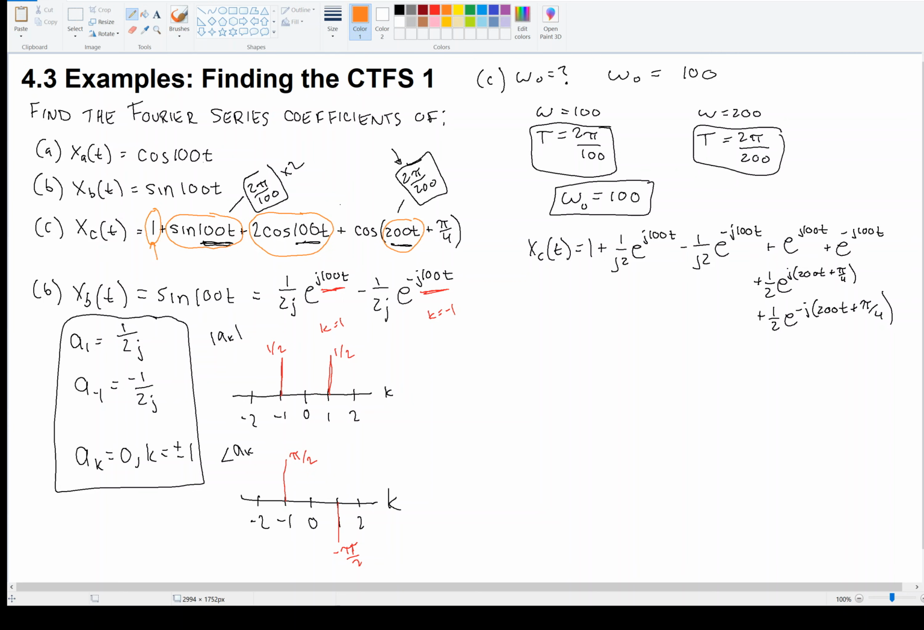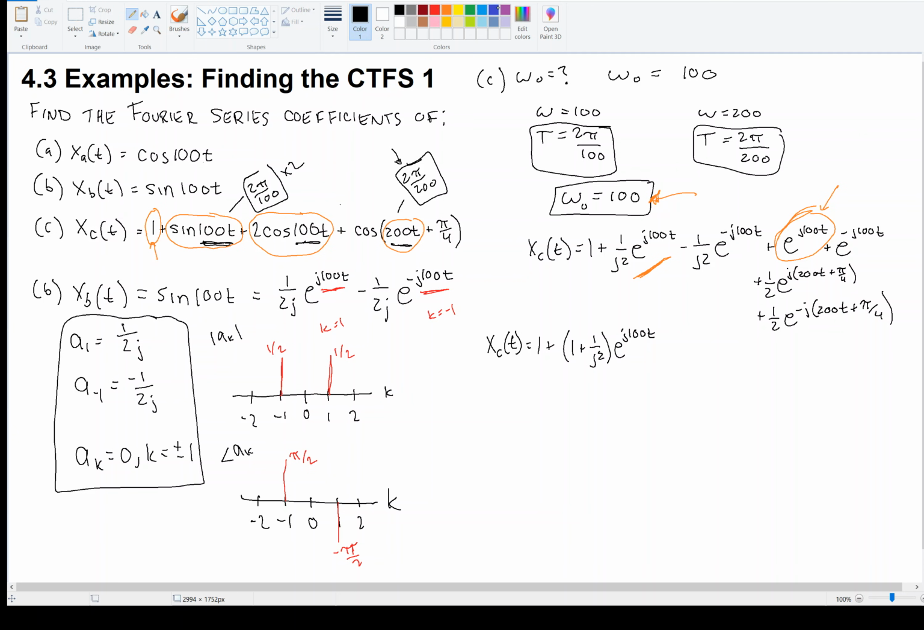And so we've already decided that our fundamental frequency is 100. So here I see a first harmonic, right? Because this is 100 times 1. But here I also see the first harmonic. So I have to group those together. So I'm going to write my signal like this. 1, that's the 0th harmonic, plus 1 plus 1 over j2 times e to the j 100t, right?